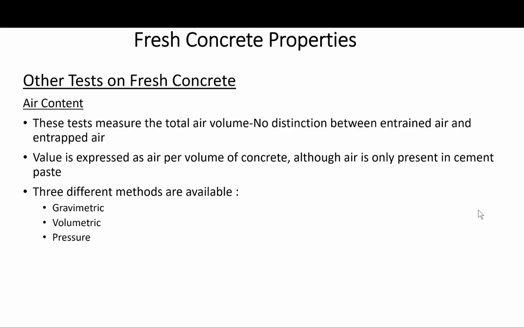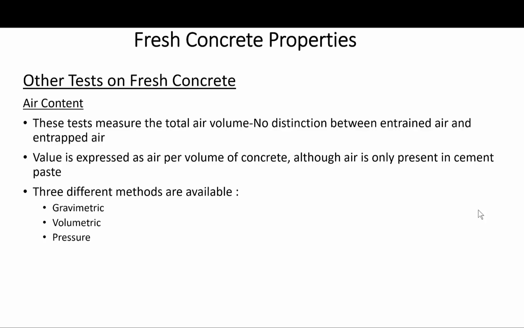Although, as we know, the air is present only in the cement paste, so you have to keep these things in mind. It also should be remembered that we already described a test for determining the air entraining potential for cement. Unfortunately, an air entraining cement meeting the requirements of that test may still not give the required air content in concrete when tested by these methods.